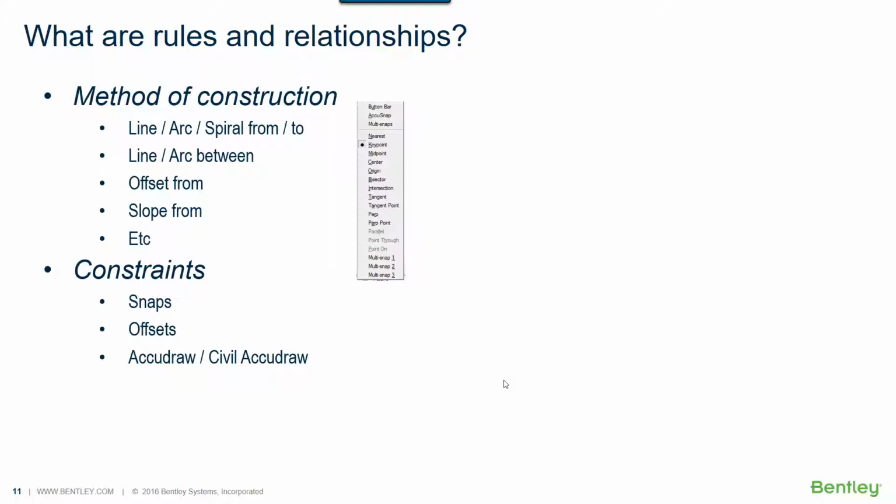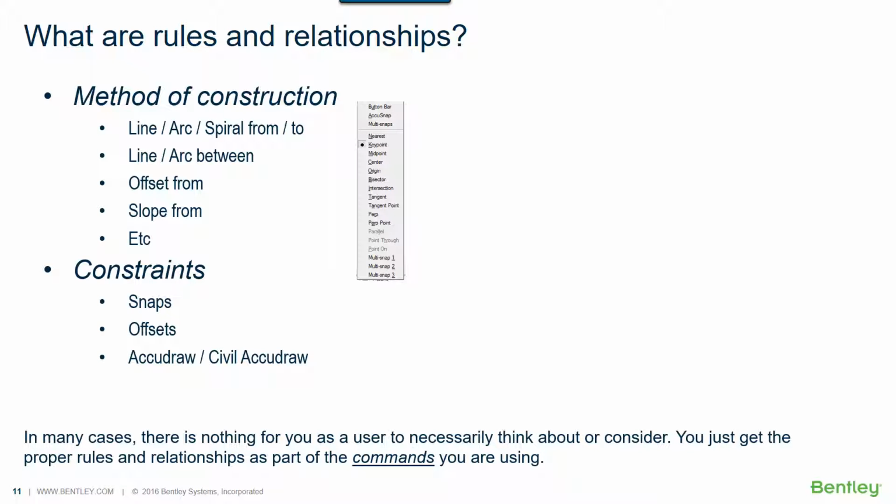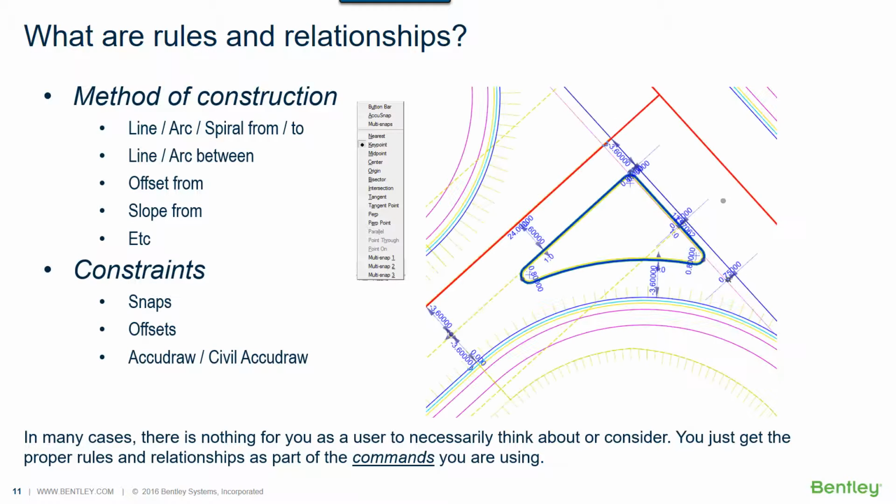They are captured and created when we use different methods to construct elements, whether we do an offset from, a slope to, they're horizontal, they're vertical. They're also captured when we snap in a certain way to an element, also captured when we use civil AccuDraw, okay? So as you are creating the elements in Open Roads, we are capturing and storing that data for later use, okay? So you can see here on the screen sort of the design intent behind that island.